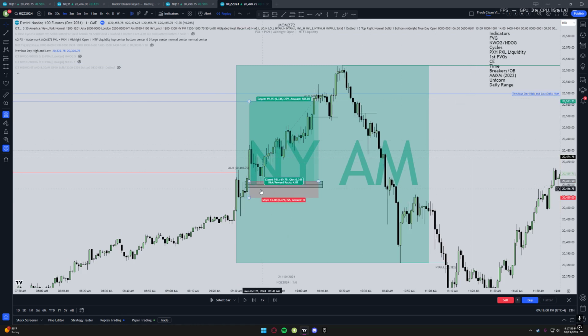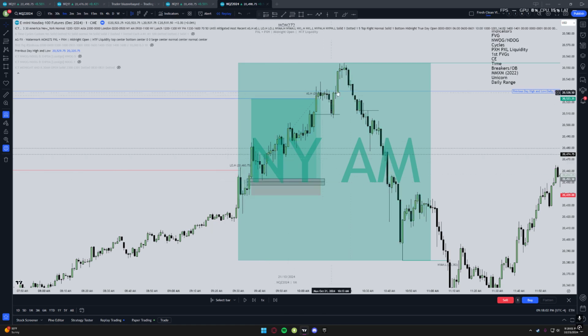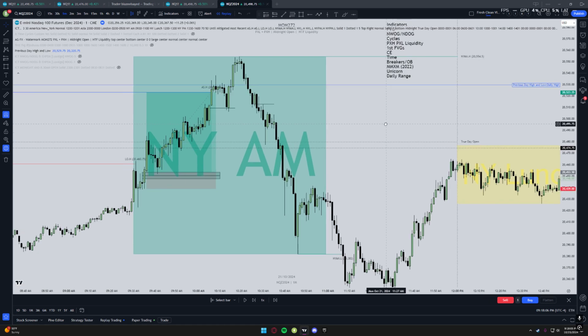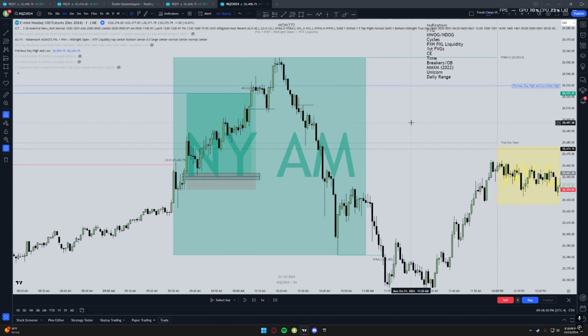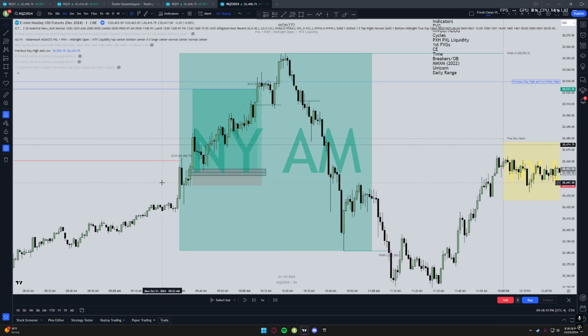let's finish with PD arrays. So PD arrays are the category that all of these things that ICT teaches falls into. So it's a period array, PD array, short for short. Order blocks are that. Fair value gaps are that. Breaker blocks are that. So now what's a breaker block?